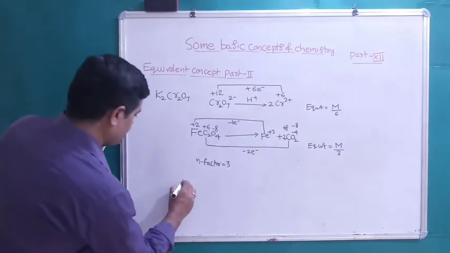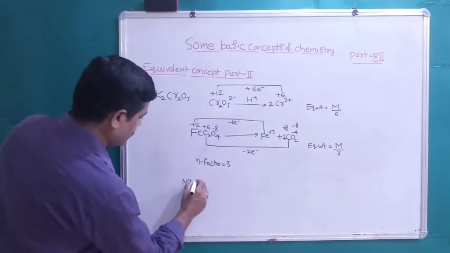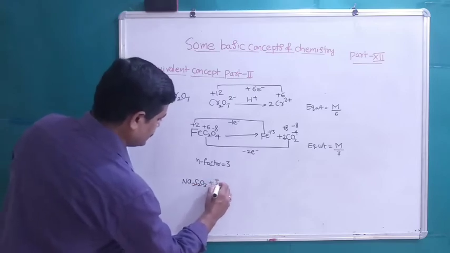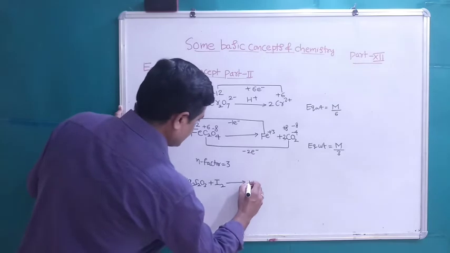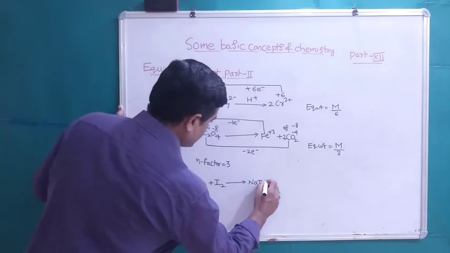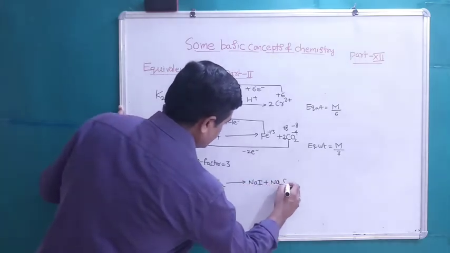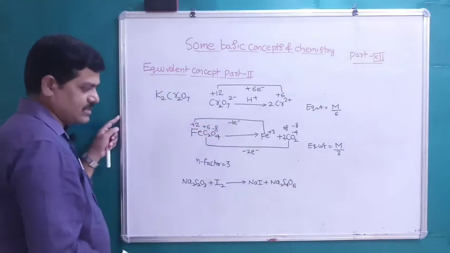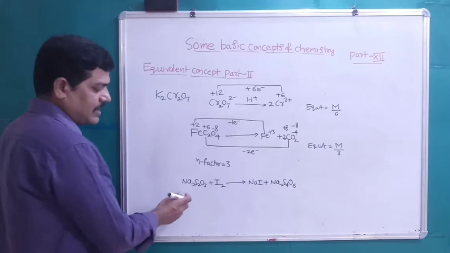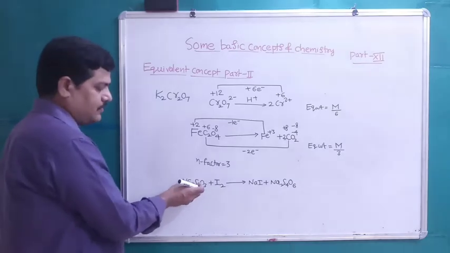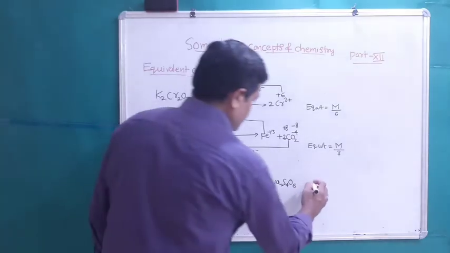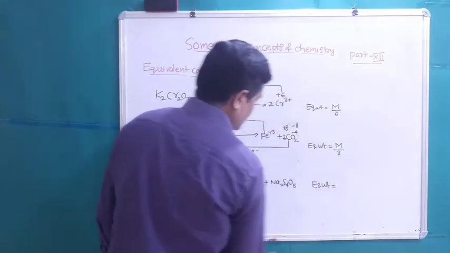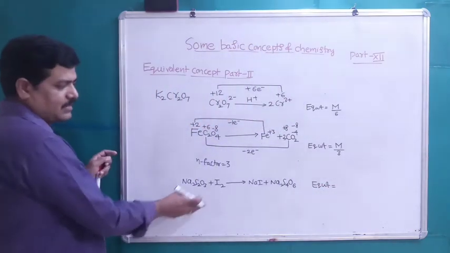Sodium thiosulfate we will take. Na2S2O3 plus I2 gives rise to NaI plus Na2S4O6, sodium tetrathionate it is known as, right? Here let us find out what is the equivalent weight of sodium thiosulfate. If its molecular weight is M, equivalent weight is equal to, so let us balance this equation.